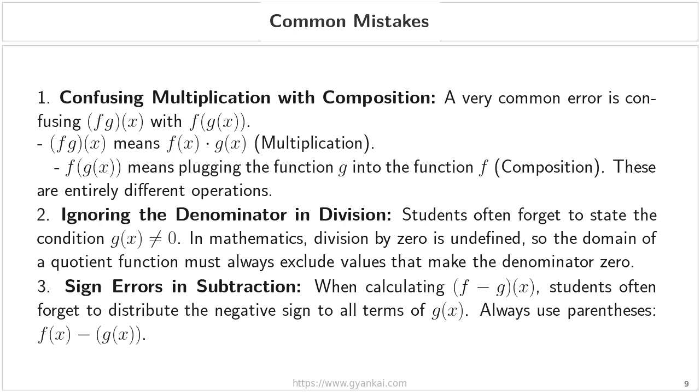Finally, watch out for sign errors during subtraction. When you are calculating f minus g of x, a frequent mistake is forgetting to distribute the negative sign to every term within the second function. To avoid this, I highly recommend that you always use parentheses, writing it as f of x minus the quantity g of x. This ensures that the negative sign is applied correctly to the entire expression, preventing those small but costly algebraic errors. Keep these tips in mind, and you will find that mastering the algebra of real functions becomes much more manageable.